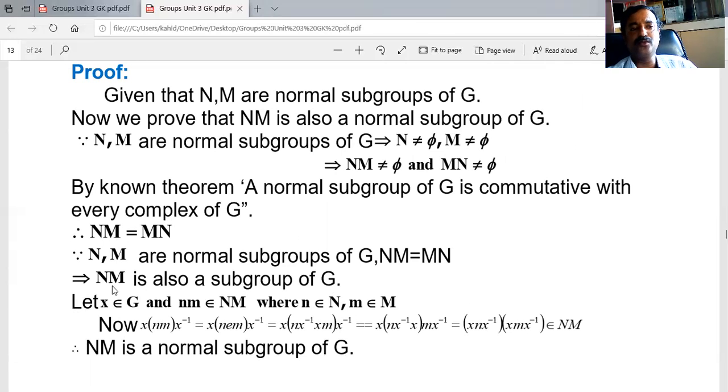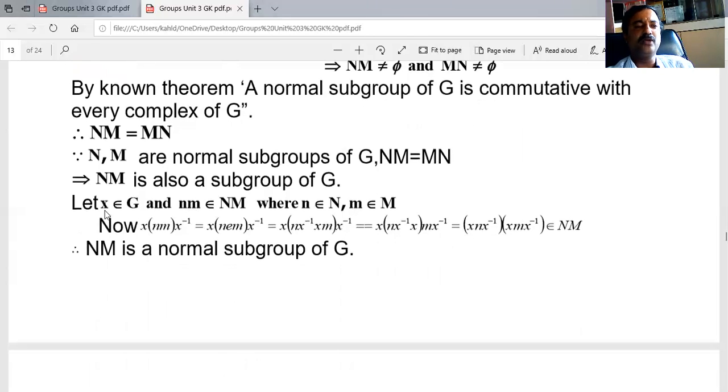Now we want to prove that this NM is a normal subgroup. Here we have proved only that it is a subgroup. Now we want to prove the normality condition, that is the second condition in the normal subgroup definition. What is the second condition? For that I take x belonging to the big set G, because NM is in G. And I take an element in NM: small nm is in capital NM, where small n belongs to capital N and small m belongs to capital M. We have written that here.